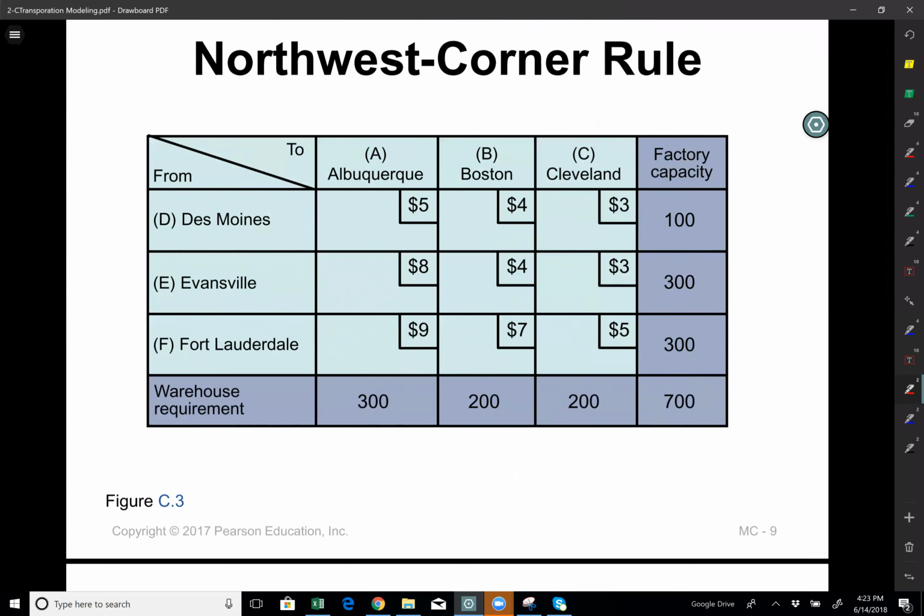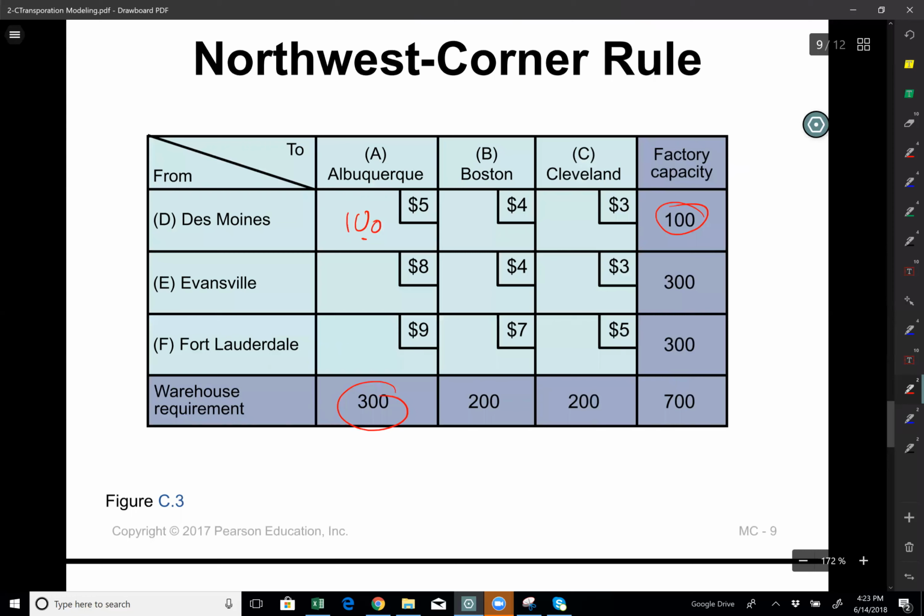I will start with the northwest corner right here, from D to A. I can send 100 from Des Moines maximum, and I can receive a maximum of 300 at Albuquerque. So the minimum of 100 and 300 gives me this value right here, which is 100.